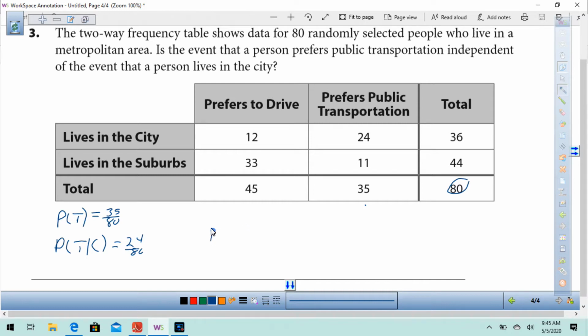Now, the probability of T given C is not equal to the probability of T. So the events are not independent.